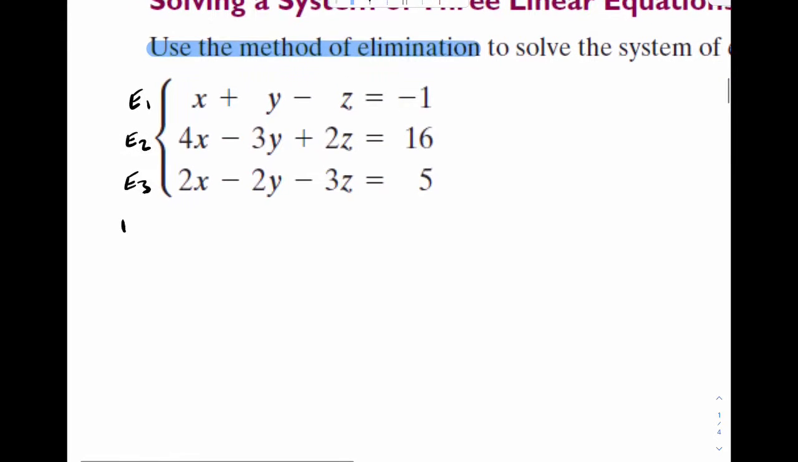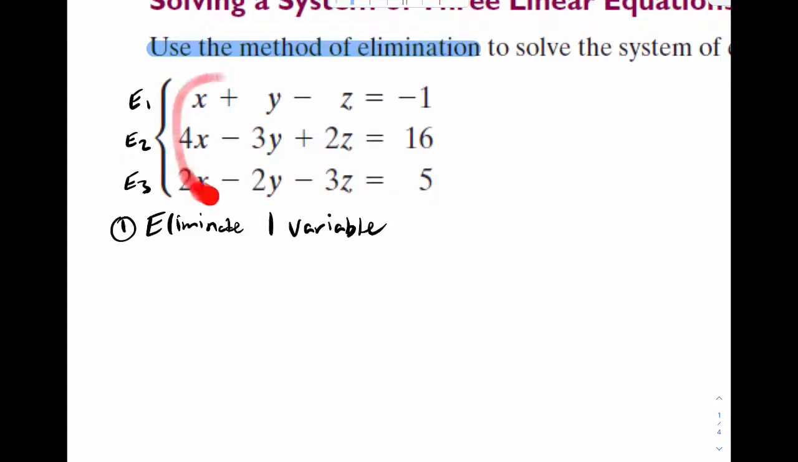The first thing you want to do is pick a variable to eliminate. So eliminate one variable. Now it could be any variable, it doesn't really matter. I like to pick Z just because I like working with X and Y at the end, but you can pick anything, whatever looks easy. So for the sake of the example, I'll pick Z, also because these numbers look easy to work with. So I'll put a note, Z.